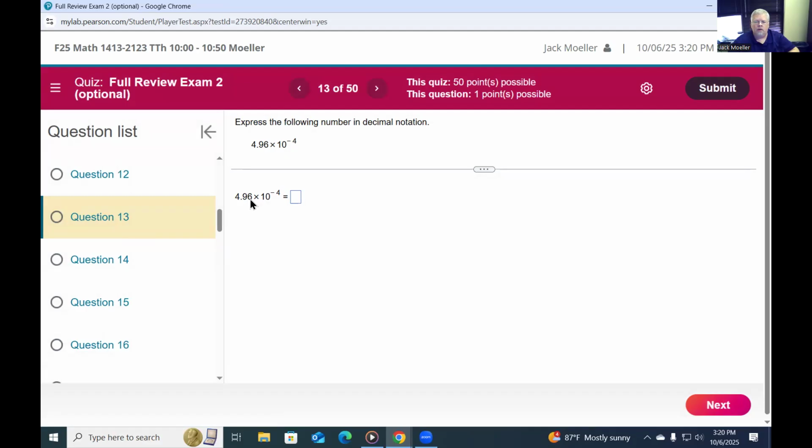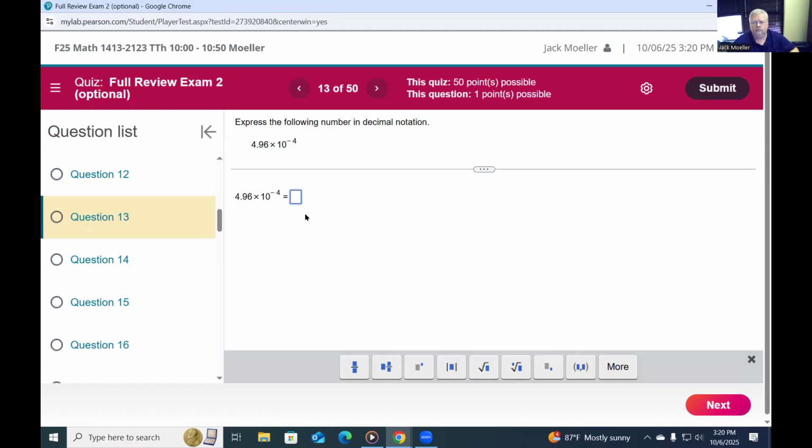All right, and then 4.96 times 10 to the -4th. Now it's a negative exponent, which means we're dealing with decimal numbers. And so we're going to move that decimal to the left to get a decimal number. 1 place moves it to the left of the 4. Now we need to move it 3 more places. So it's going to be 0 point, and then 3 zeros, and then 496. And remember, we're not counting that 0 to the left of the decimal. That's just there because it makes it easier for me to read the decimal.